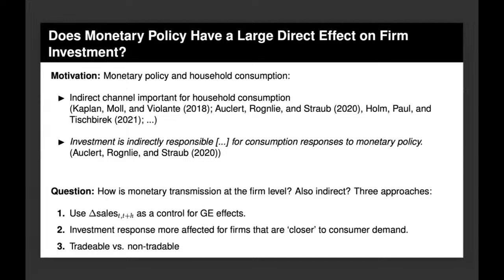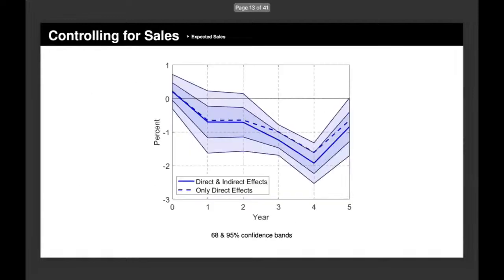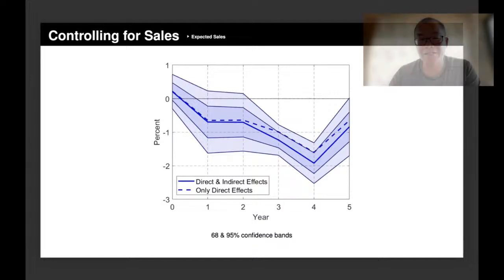Or we do the third test by looking at the firms in the tradable sector versus firms in the non-tradable sector. Because if firms are in the tradable sector, then the aggregate demand shock is rather exogenous, right? It's from the global demand. While for the non-tradable firms, their demand shock is basically a domestic shock. So if the firms react to the domestic shock, then these types of firms must be different. So let's see the result.